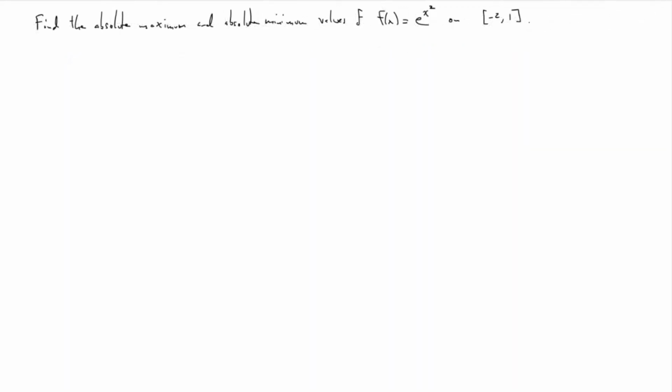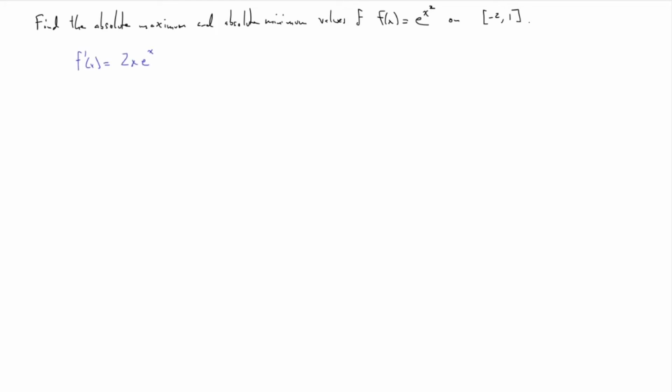Okay, try one more just for fun. Find the absolute maximum and minimum values of the function f of x equals e to the x squared on the closed interval from -2 to 1. So pause the video, give it a try, start it back up when you're ready.